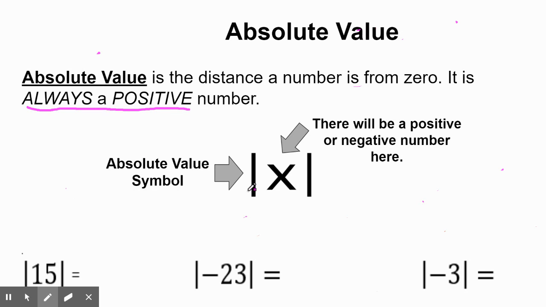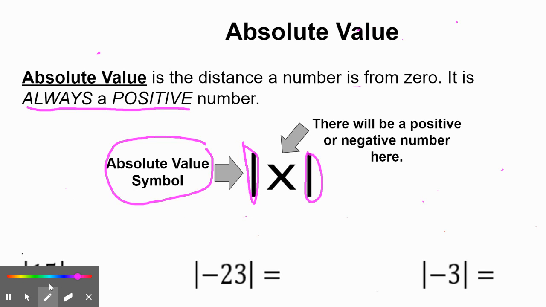Now, how we identify absolute value is by this symbol. It looks like 2 parallel lines with a number inside. So when I see this, it means absolute value. Now, instead of this X, you may have a positive or a negative number in there. Let's take a look. I am asking for the absolute value of 15. Well, I said it always has to be a positive, so the absolute value is going to be 15. It'll be the same number.